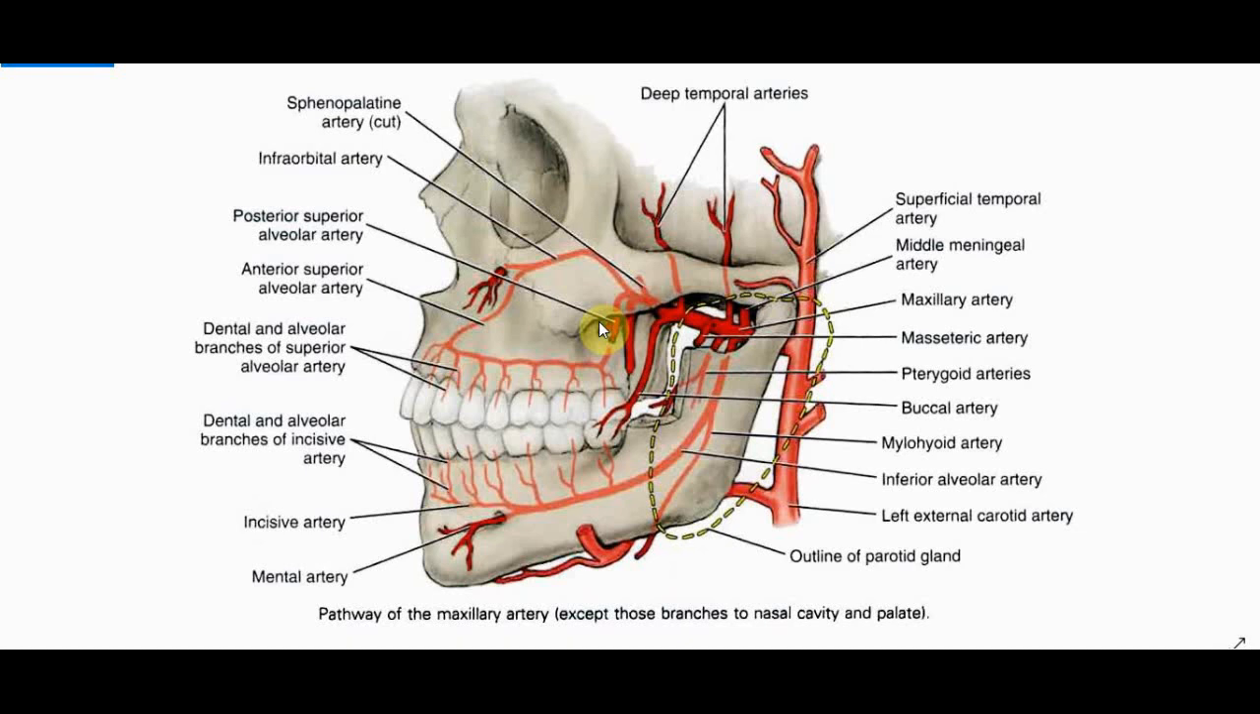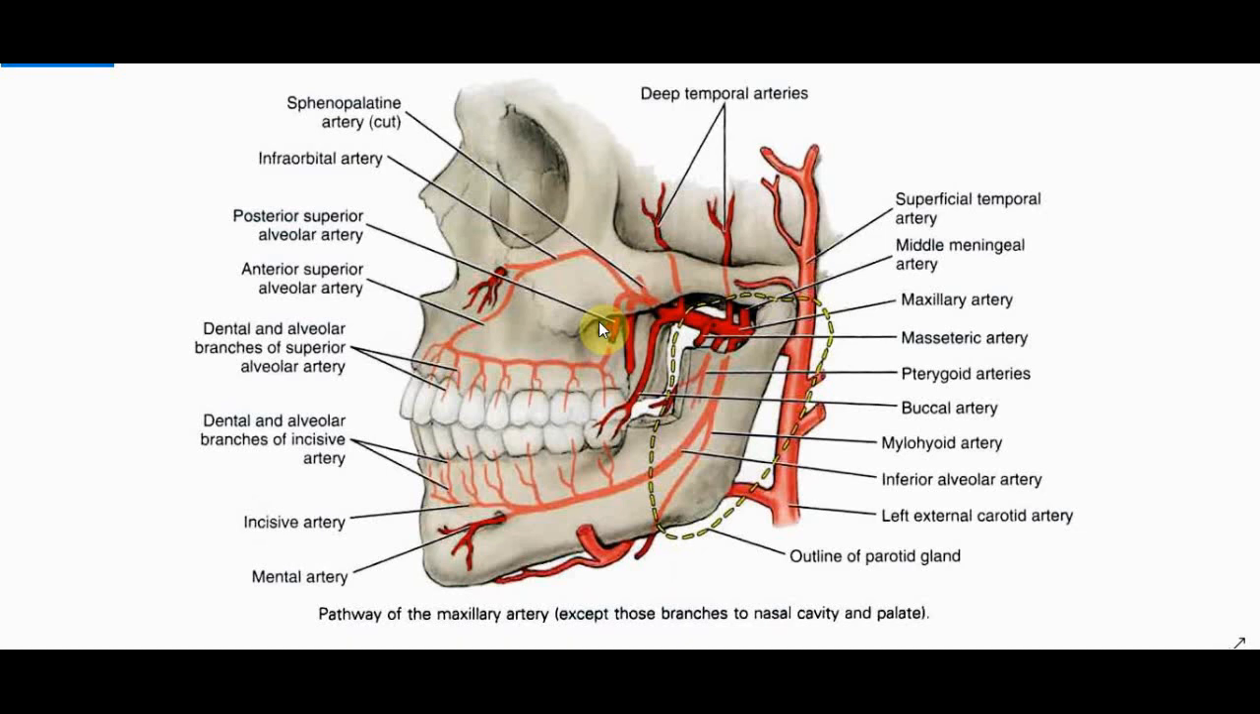And the names are extremely important and they're often asked. So it is critical that you do not underestimate the importance of this. Alright, so what are the branches? So we start with the deep auricular branch, right? And then we move towards the anterior tympanic, then the middle meningeal, then the accessory meningeal, and then the inferior alveolar.